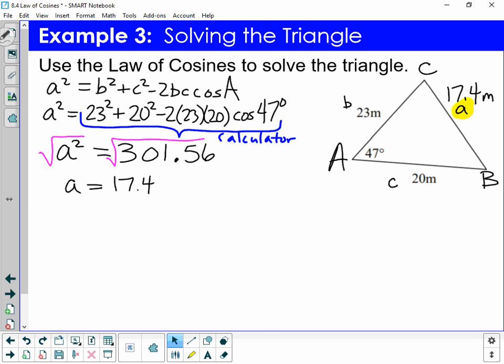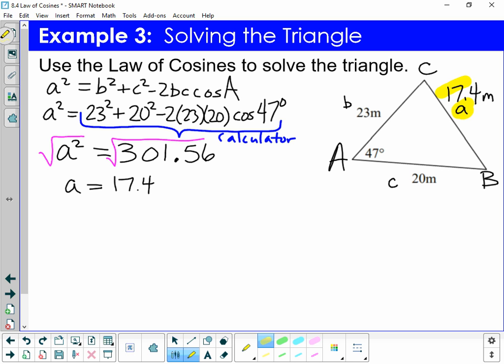So I've found the unknown side in the triangle, and I still need to find the unknown angle B and the unknown angle C in order to solve the triangle. Now at this point, if you were a big fan of the law of cosines, you could continue using the law of cosines and find an angle, but a lot of times people would just prefer at this point to switch to the law of sines because it's a little bit easier to find angles using the law of sines once you're familiar with both of them.